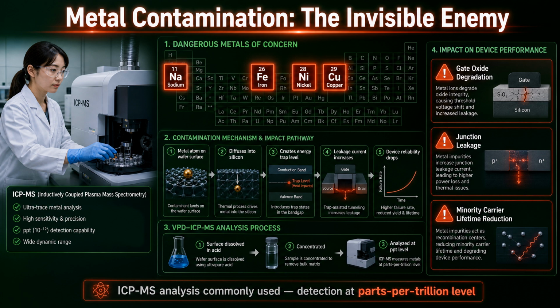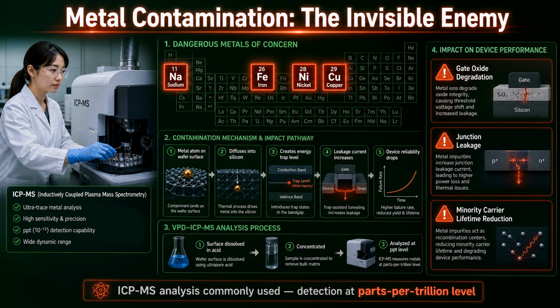Metal contamination refers to trace amounts of metallic elements, such as iron, copper, sodium, and nickel, present on or within the wafer. Even at concentrations of atoms per square centimeter, these metals can create energy trap levels inside the silicon bandgap. This increases leakage current, degrades gate oxide integrity, and reduces minority carrier lifetime, all of which lower device reliability and yield. Copper is particularly dangerous because it diffuses rapidly through silicon at elevated temperatures.